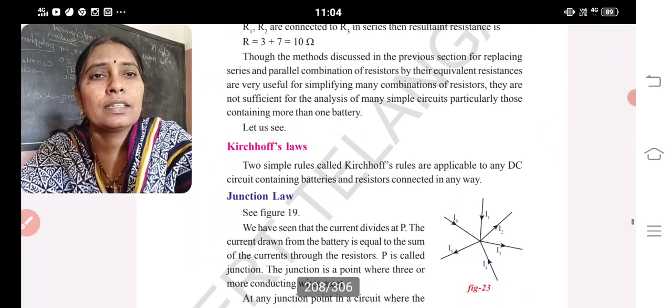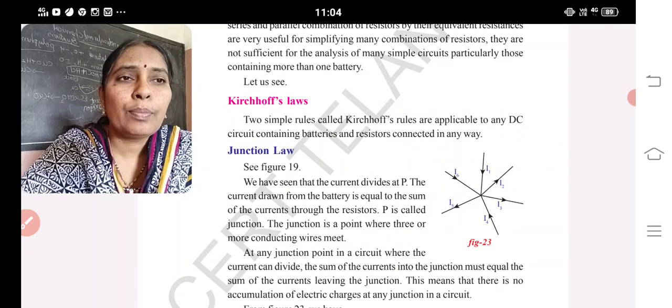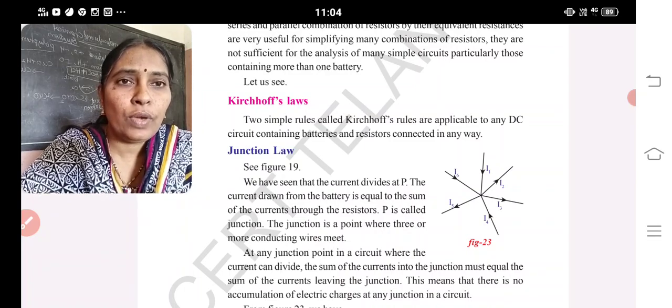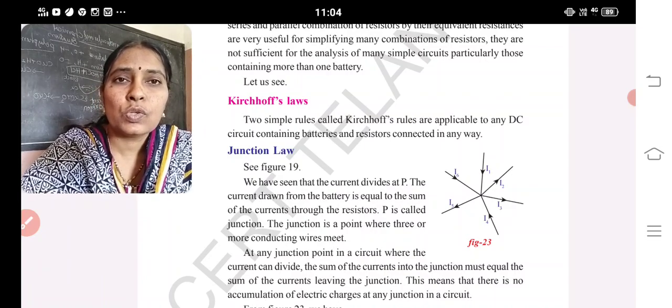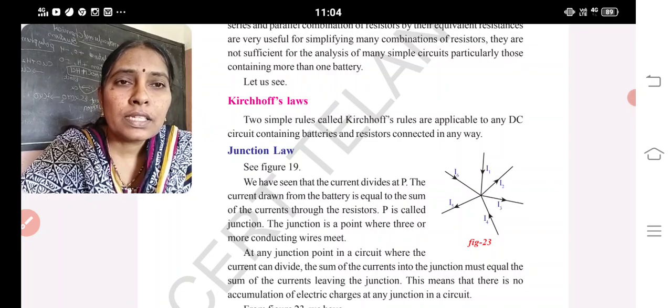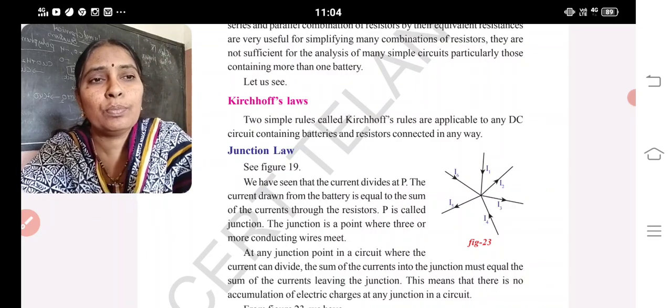Clear? Next, Kirchhoff laws. Two simple rules called Kirchhoff rules are applicable to any DC circuit containing batteries and resistors connected in any way. Junction law. We have seen that Kirchhoff laws, we have two laws, loop law and junction law. Let us see what is meant by loop law and junction law. We have seen that current divides at P. The current drawn from the battery is equal to the sum of the currents through the resistors. P is called a junction. The junction is a point where 3 or more conducting wires meet.